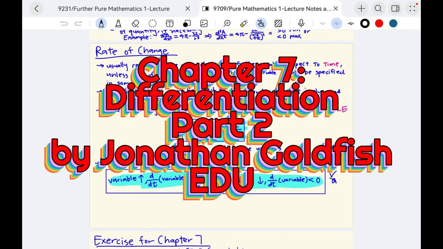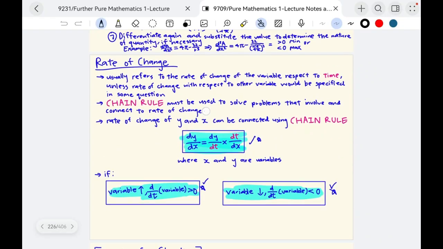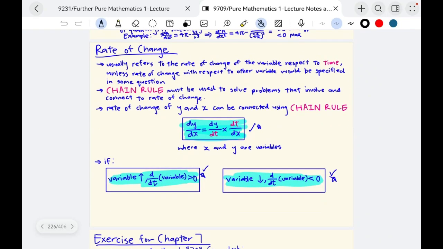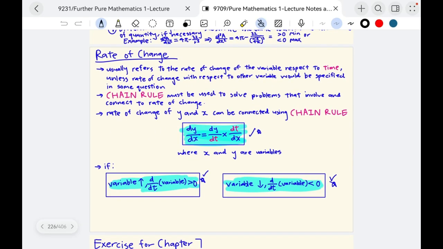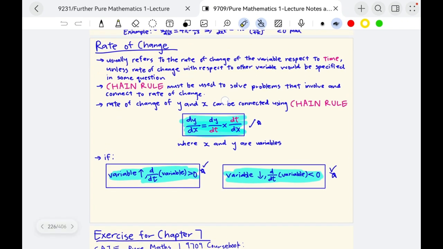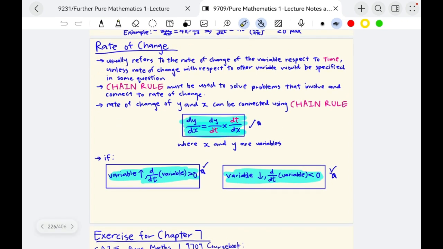This is Jonathan Goldfish. So in the previous video, we talked about the introduction to differentiations as the first calculus chapter among Pure Mathematics 1. Well, let's continue the syllabus, starting from the last topic, which is the rate of change.